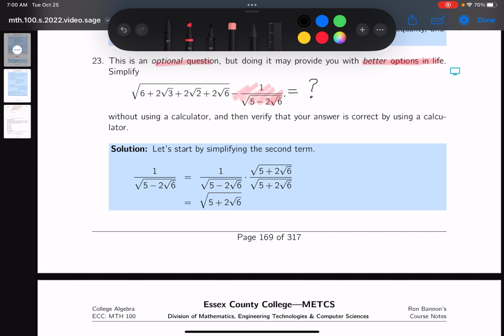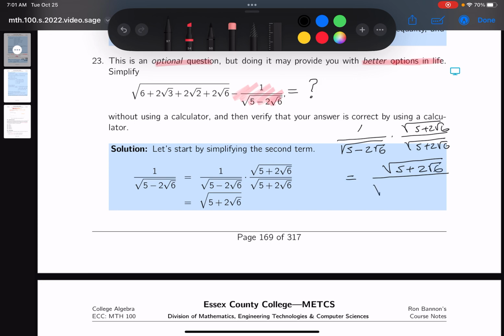All right, so we have this over here. We have 1 over the root of 5 minus 2 root 6. And I'm going to multiply the bottom by a root, of course. And the conjugate of the radicand is going to be 5 plus 2 root 6. All right, let's go through that. On top, it's pretty easy, right? What do you get? You get the root of 5 plus 2 root 6.